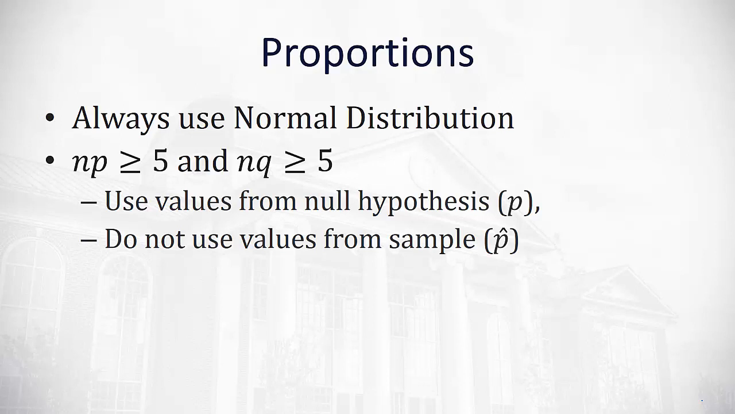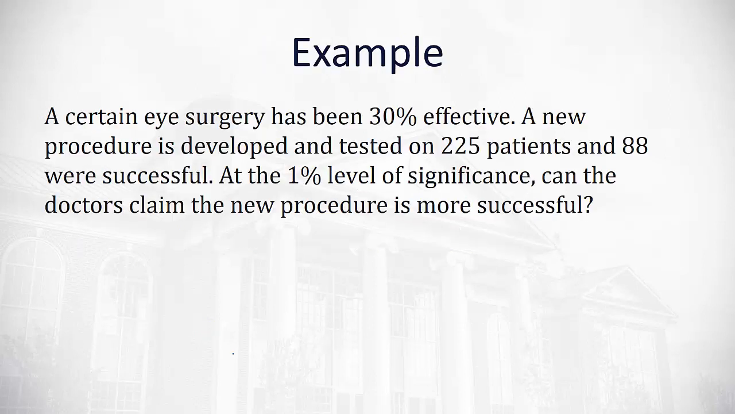The only difference between a hypothesis test for proportions and a hypothesis test for means is the z-value formula. The z is going to be p hat minus p over the square root of pq over n. P hat is the sample proportion, while p is the population proportion. The population proportion comes off of the null hypothesis. Notice the denominator values are also both coming from the population proportion, because we always assume the null hypothesis is true.